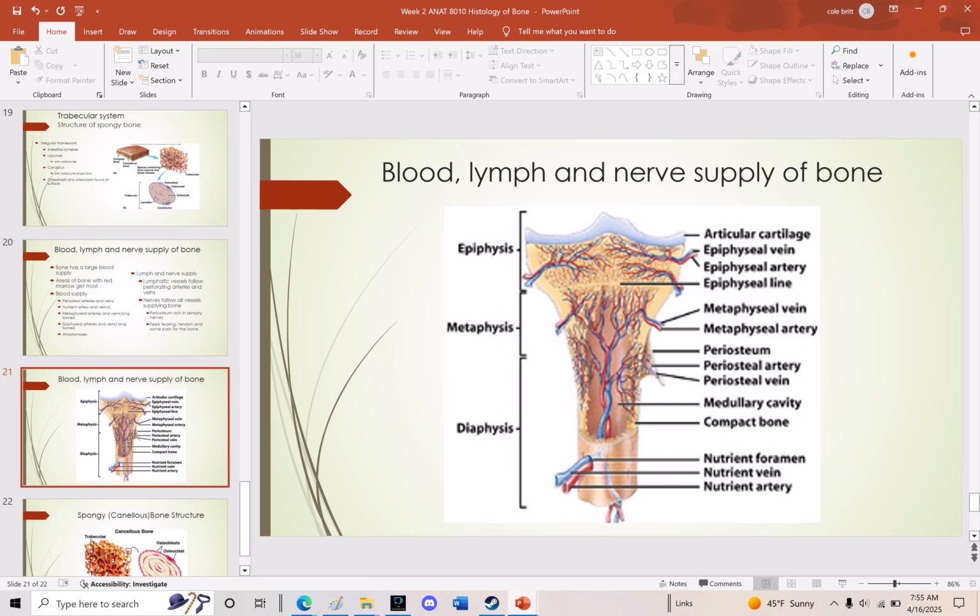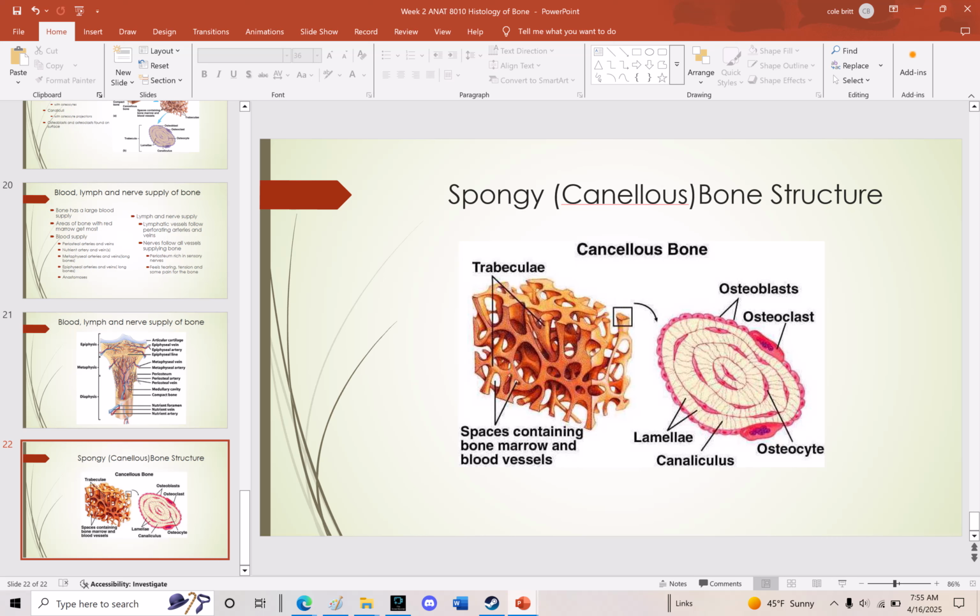Here we can see just the trabecular system itself. We can see the different cells. You just saw that a minute ago. Nothing new to see there.